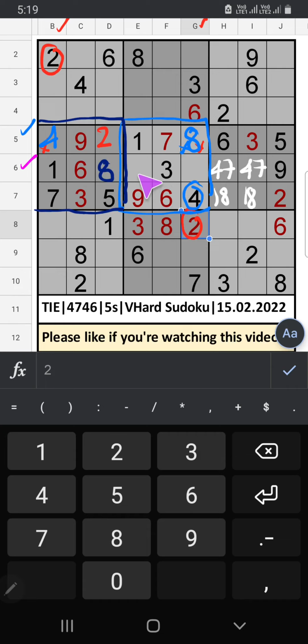Sixth row, two numbers are remaining, 2 and 5. Column G, we have 2, so 2 can't come in this cell, 2 is confirmed here, then 5 is here.